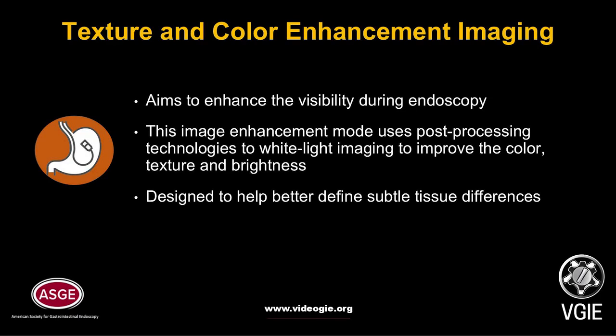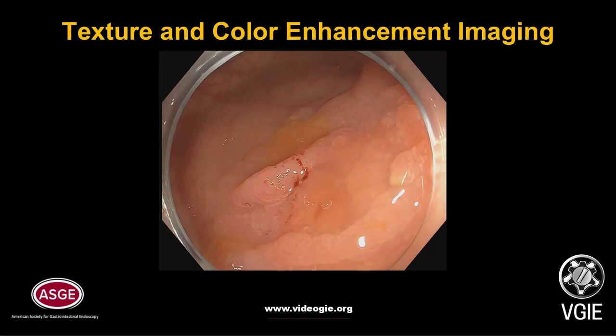Texture and color enhancement imaging is designed to enhance three image factors during white light examination: color, texture, and brightness, with the goal to help better define subtle tissue differences during endoscopy. Here's an image of a sessile serrated lesion in the cecum.